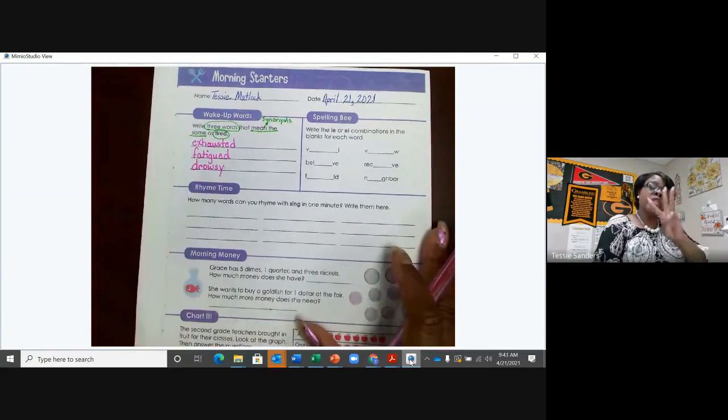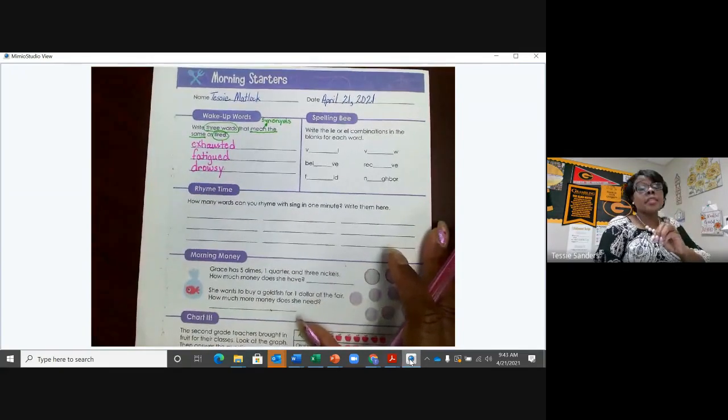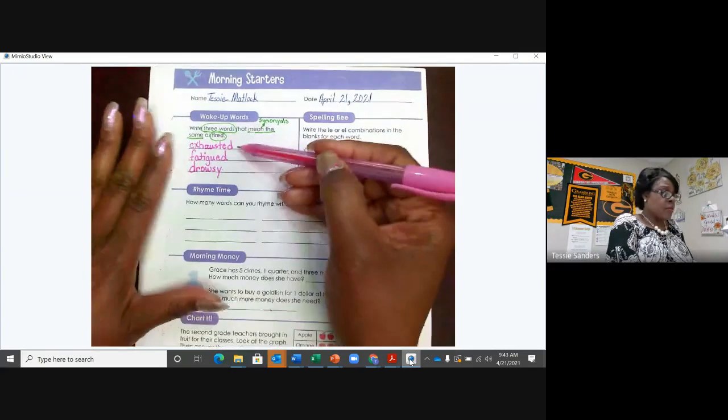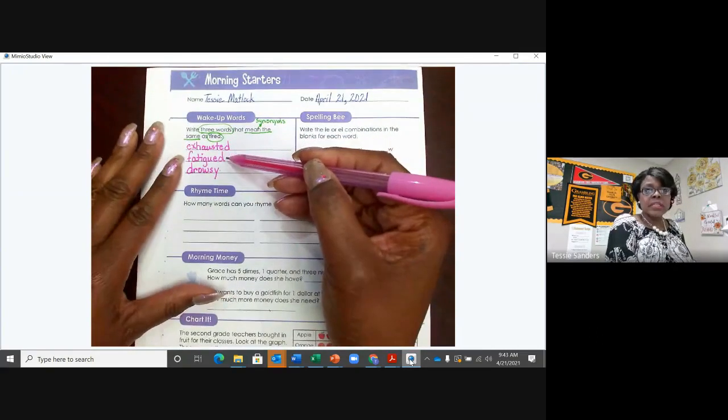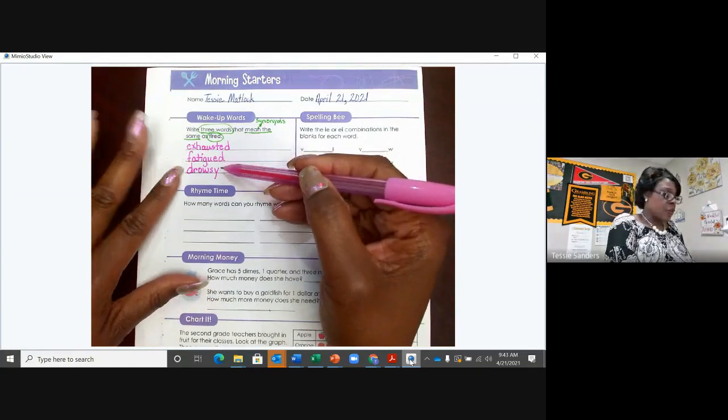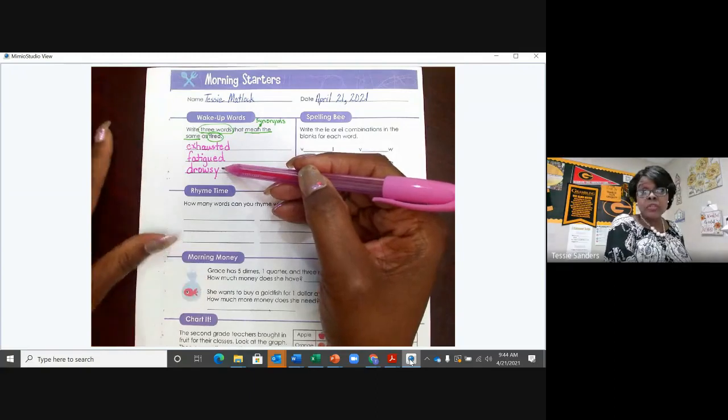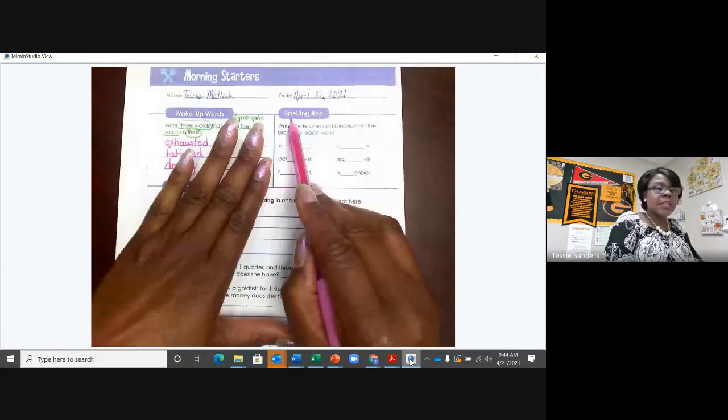So what are 3 synonyms for tired? What are they? What is our first word? Exhausted. What is our second word? Fatigued. What is the word? Fatigued. And what is our last word? Drowsy. Good job.